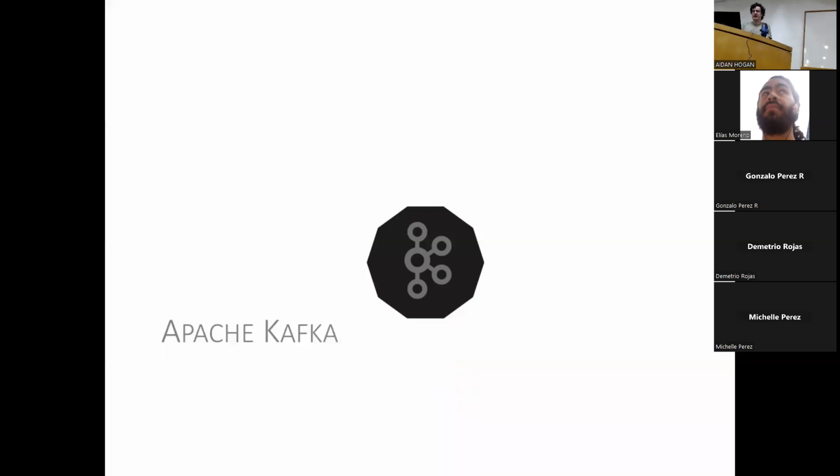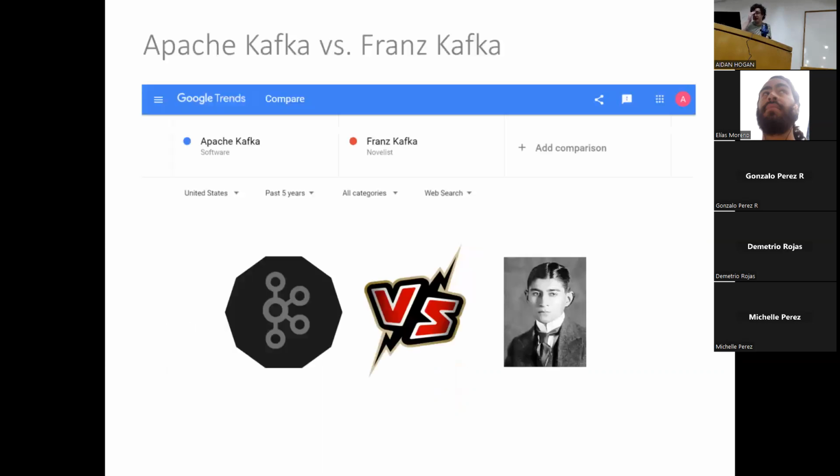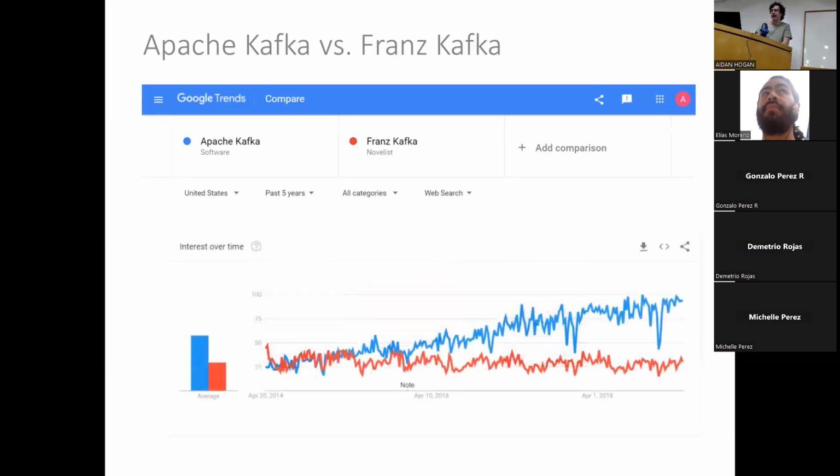Okay, so this is Apache Kafka. Why is it called Kafka? Well, you might have heard of Franz Kafka. We can do our usual trends analysis to see which is more popular, and we see that Apache Kafka is now bigger than Franz Kafka, the novelist. Why is it called Kafka? Someone who wrote Apache Kafka, who would have been in LinkedIn, was a fan of Kafka. So there we go.